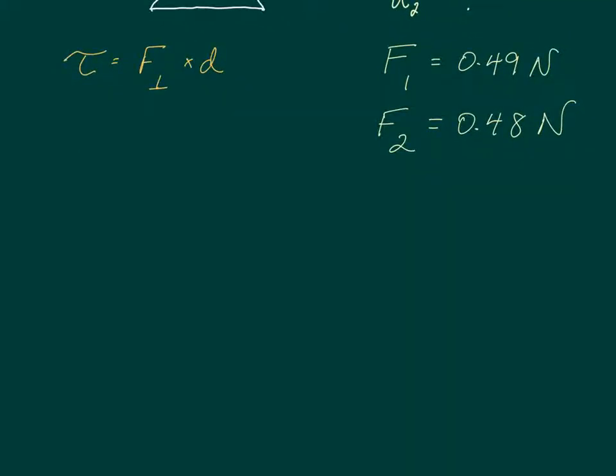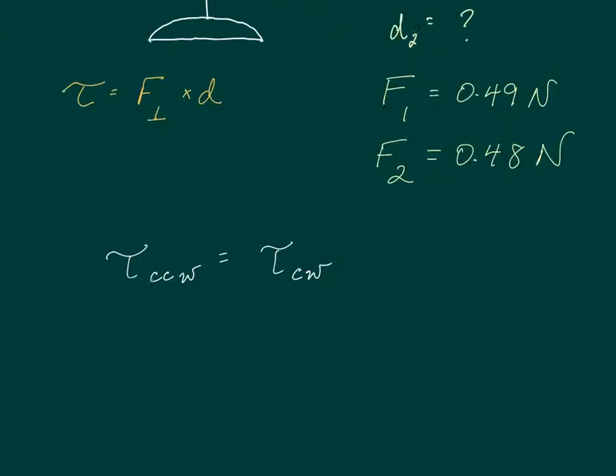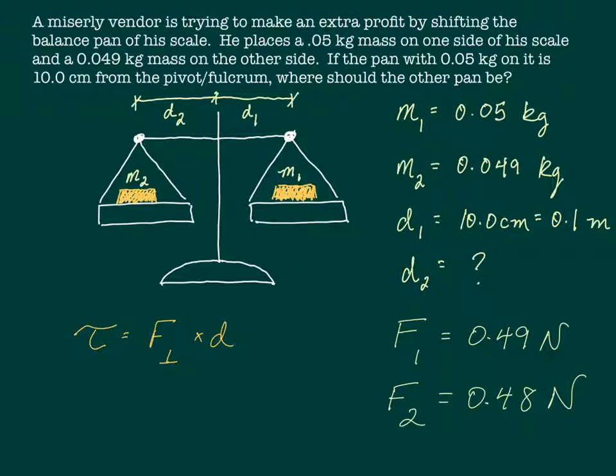So remember that torques on one side have to equal torques on the other. So we say that torques counterclockwise are equal to torques clockwise. So what do we have on our left side? Let's go up and take a look at our picture. We have our distance 2, correct? And we have our mass 2, but we converted our mass and found the force due to gravity on that. So we have F2 and D2 on this left side, and on our right side we have distance 1, or D1, and we have mass 1 or force 1, which we calculated.